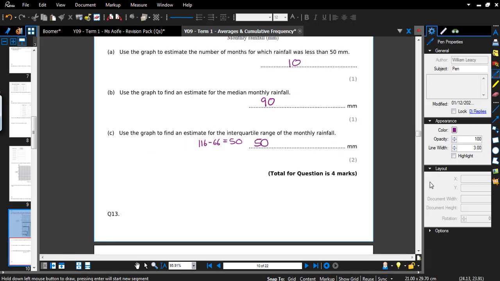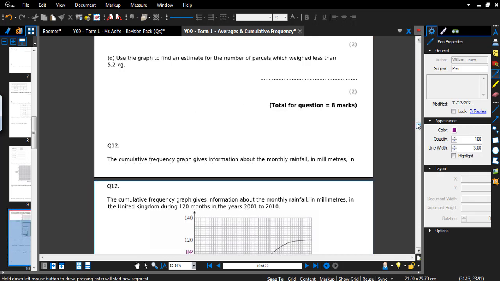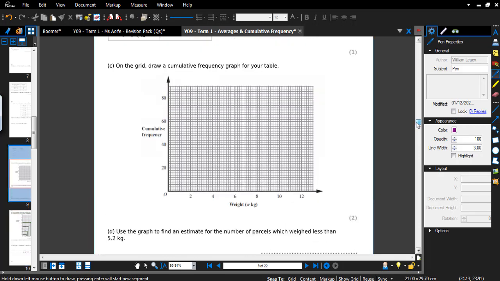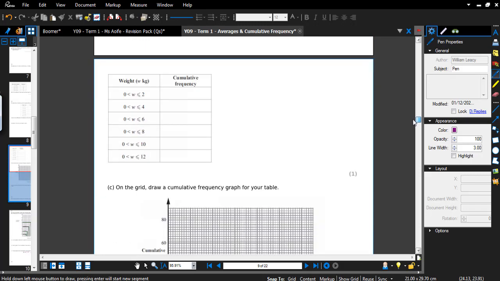Alright. That's pretty much it. All of them are like that. They're all the same. I put videos there. Alright, draw a cumulative frequency graph. Okay, I'll do this one. So this is Question 1.